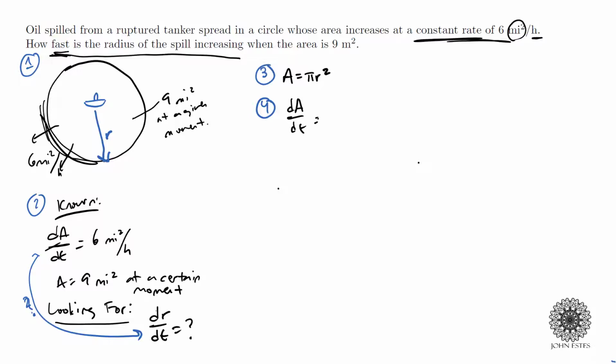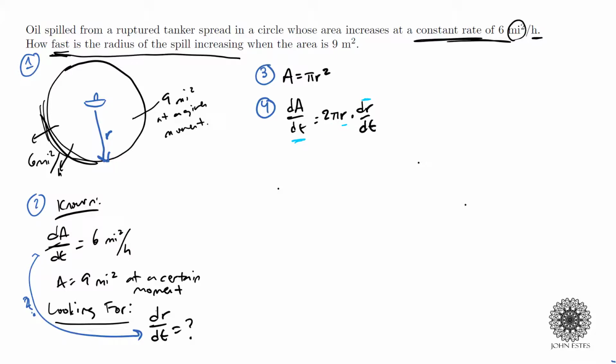So the derivative of pi r squared is 2 pi r, but you can't stop there. It's 2 pi r times dr/dt. Again, the radius is a function of time. Okay, now what I know is I know this. I'm looking for that, the dr/dt, and I don't quite know the radius.